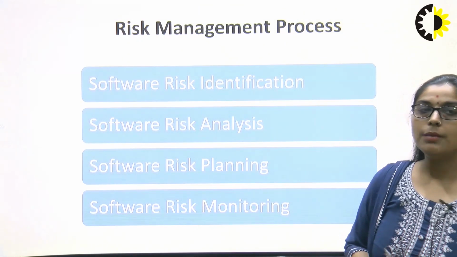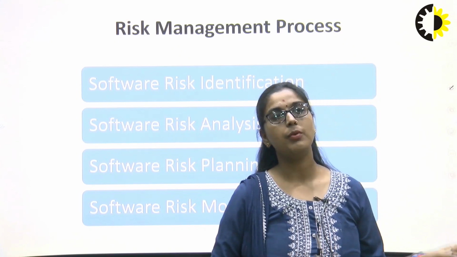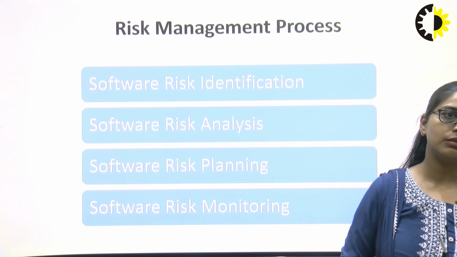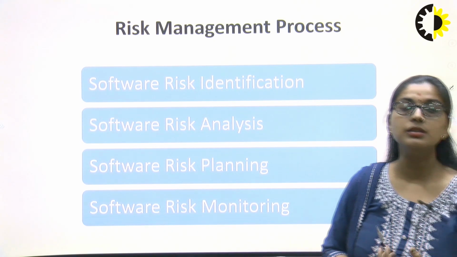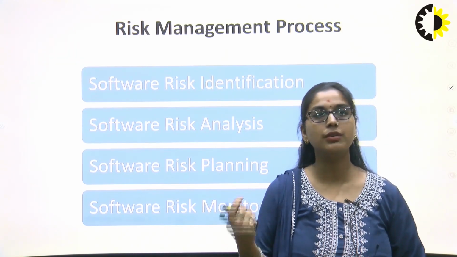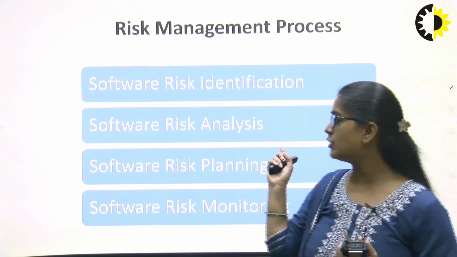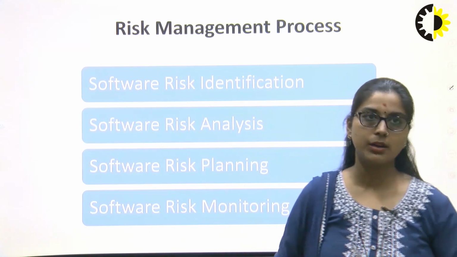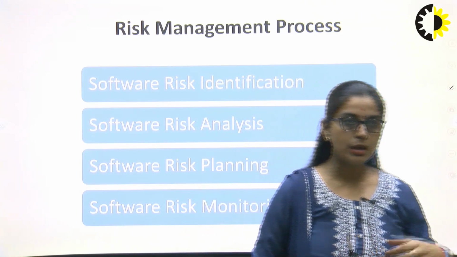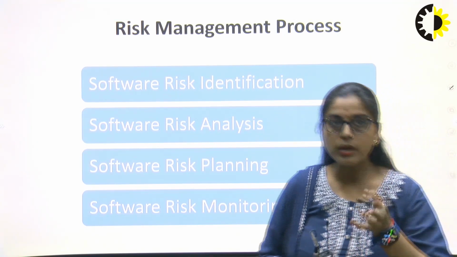So what is the risk management process? Actually, in project management, there are 4 steps for risk management. First, we have to identify the software risk. What is the software risk? So first we have to identify. After this identification, we analyze this particular risk: what kind of risk is there, what is the basic cause of this risk, and how we can overcome it.